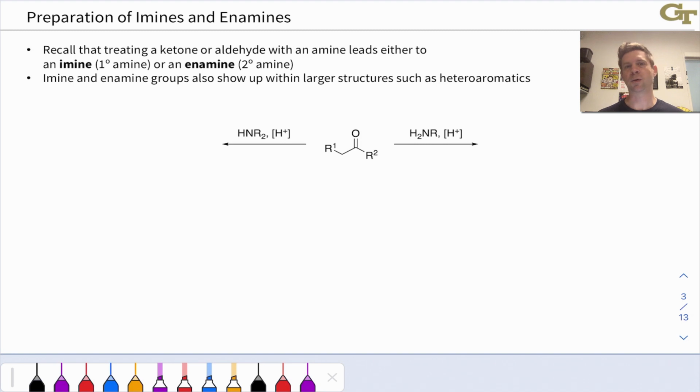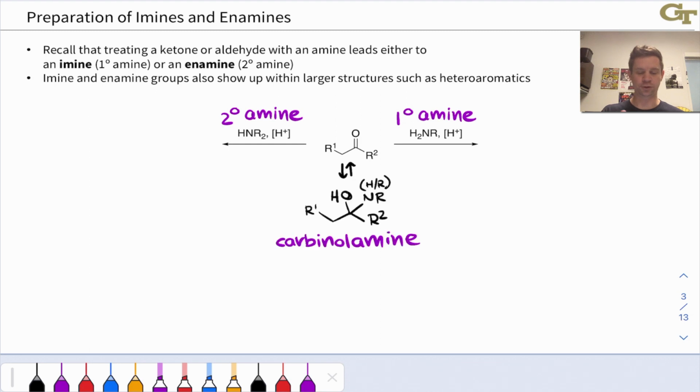First, let's briefly review how we can make imines and enamines from a starting ketone or aldehyde. And the idea here is condensation in the presence of an acid catalyst of the amine nucleophile with the ketone or aldehyde. And here we have divergent outcomes for secondary amines, which contain two R groups linked to the amino nitrogen, HNR2, and primary amines, which contain one R group linked to the amino nitrogen, H2NR. In both cases, the amine first adds to the carbonyl carbon, and we get a carbinolamine intermediate. And in this intermediate, we might have an H linked to nitrogen or a second R group, depending on whether the amine is primary or secondary, respectively.